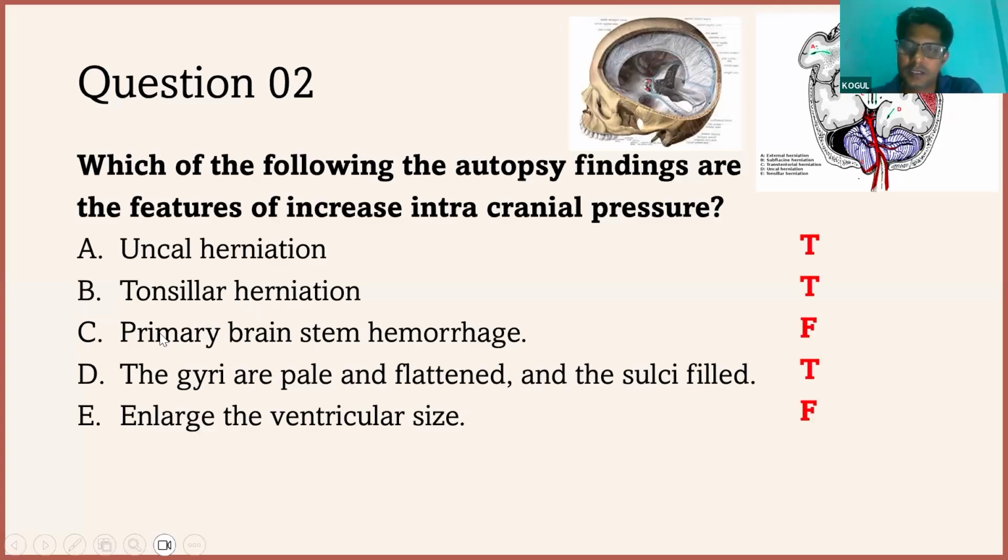So here you are able to answer now. Uncal herniation is true, tonsillar herniation is true. Primary brainstem hemorrhage is false because it's a secondary brainstem hemorrhage. Primary brainstem hemorrhage is due to direct impact.